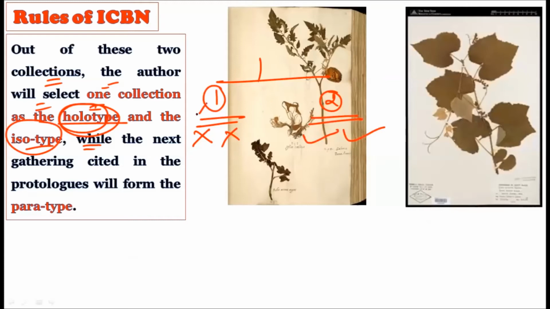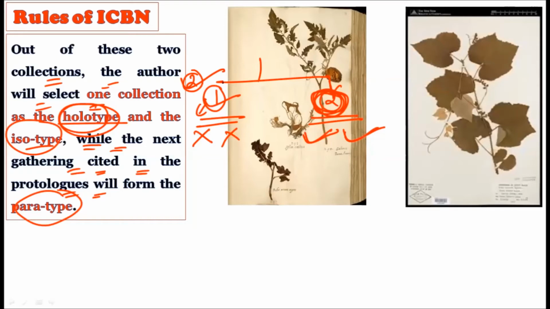So during this one gathering, if two specimens were collected, the first specimen can be designated as a holotype and the second one is the isotype. While the next gathering cited in the protologue will form the paratype. So this second gathering material, along with the fruits and the flowers, is considered as a paratype.